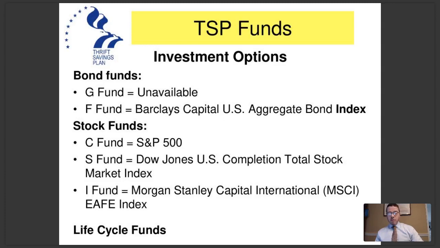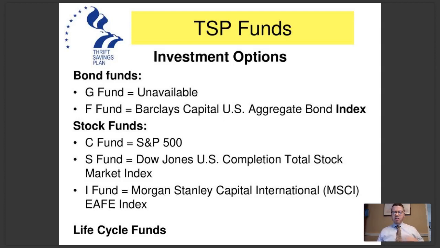But my point is, I'm hyperbolizing it, but the point is that any fund that you wanted in the TSP, you could get outside the TSP. So if you wanted to duplicate your TSP holdings outside the TSP, you could do exactly that, except for the G fund. You could do everything else outside the TSP. The S fund has the Dow Jones U.S. Completion Total Stock Market Index. The I fund is the Morgan Stanley Capital International EAFE, the MSCI EAFE. Again, all these are accessible outside the TSP.